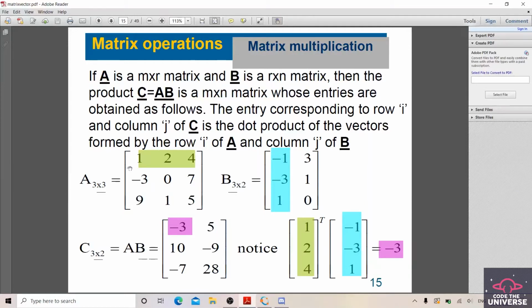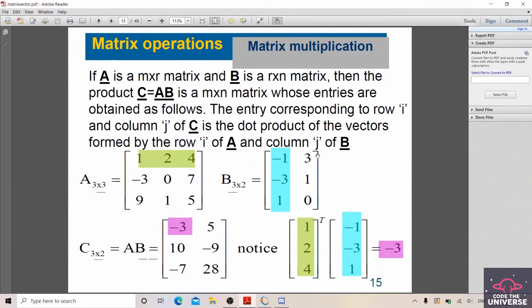In other words, I'm going to multiply this 1 by this minus 1, this 2 by this minus 3, this 4 by this 1. I'm going to summate all that, and the resultant will be my first element here. So then what will be the second element?